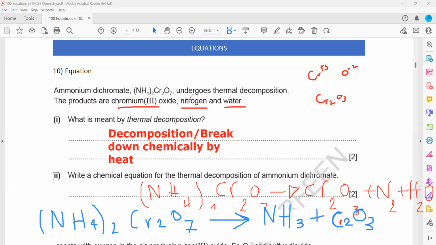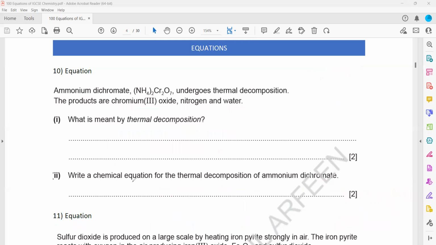The second part is balancing the equation. Just a minute, I will erase your answers. So we were having (NH4)2Cr2O7. And we mentioned it decomposes into Cr2O3 because chromium(III) oxide is there, plus nitrogen, N2, plus water, H2O. Now the second part is balancing. The first part is done, you've completed the products. The second part is balancing the equation.